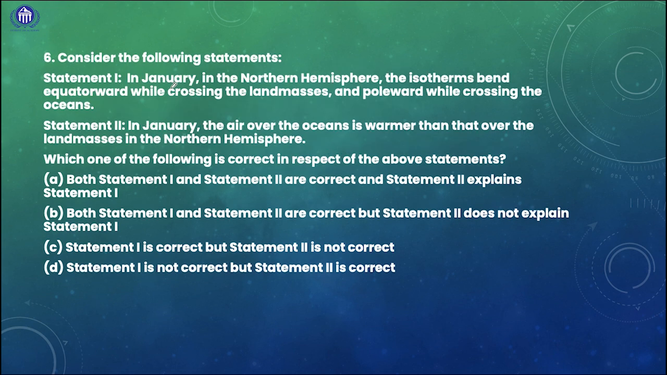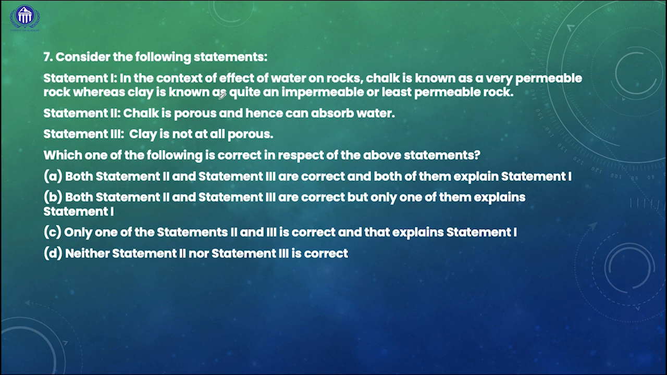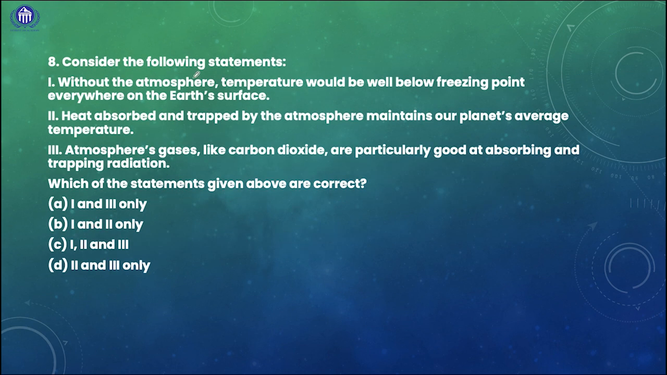Now coming to the sixth question, in January in northern hemisphere the isotherms bend equatorward. Again this question is also picked from your climate chapter only, students, and this particular question is picked from your 11th standard Fundamentals of Physical Geography. Now coming to the seventh question, in the context of effect of water on rocks, chalk is known as a very permeable rock, whereas clay is known as a quite impermeable rock. This particular question is picked from your weathering and erosion chapter from Physical Geography segment in 11th standard Fundamentals of Physical Geography book, students.